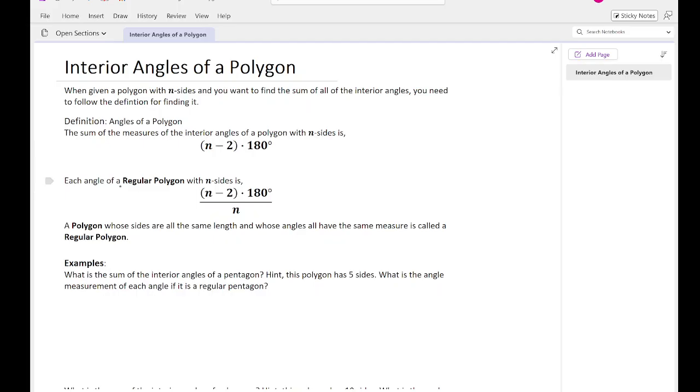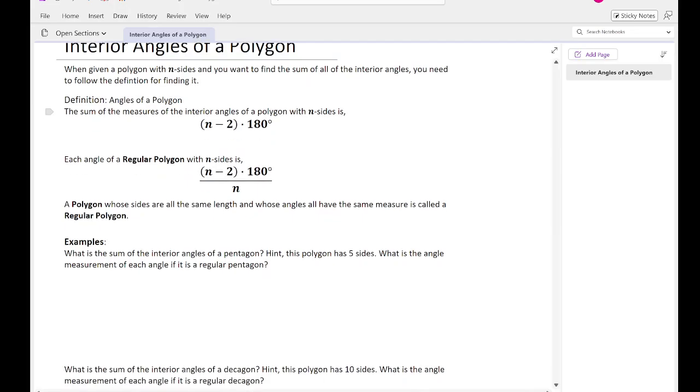Now, the definition is particular. It says a regular polygon, so you must follow this here. A polygon whose sides are all the same length and whose angles have the same measure is called a regular polygon. So that's very specific for this, whereas this one is just going to be true. So we're going to use these two definitions and formulas to be able to answer some of the following questions.